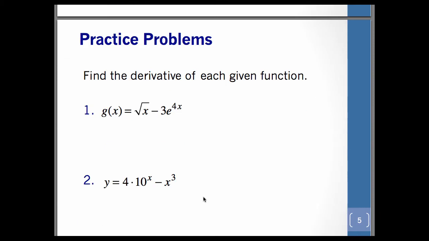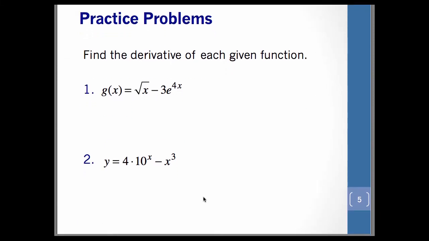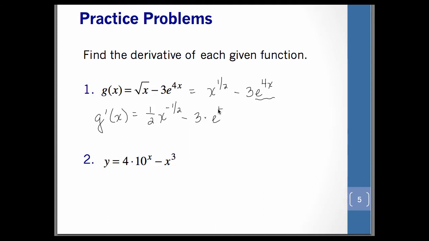So let's take a look at a few examples, and all we're doing is doing straightforward derivatives. With the first one, of course, we're going to rewrite that square root function as x to the 1/2 and think of it that way. So our derivative of the square root function, you've already learned to do that with the power rule. Now with the other one, remember the 3 stays put for now. Now we have to do the derivative of e to the 4x. So that's going to be e to the 4x, but then we have to multiply by the derivative of the exponent, which is just 4. So in the end, our answer is 1/2 x to the negative 1/2 minus 12e to the 4x.